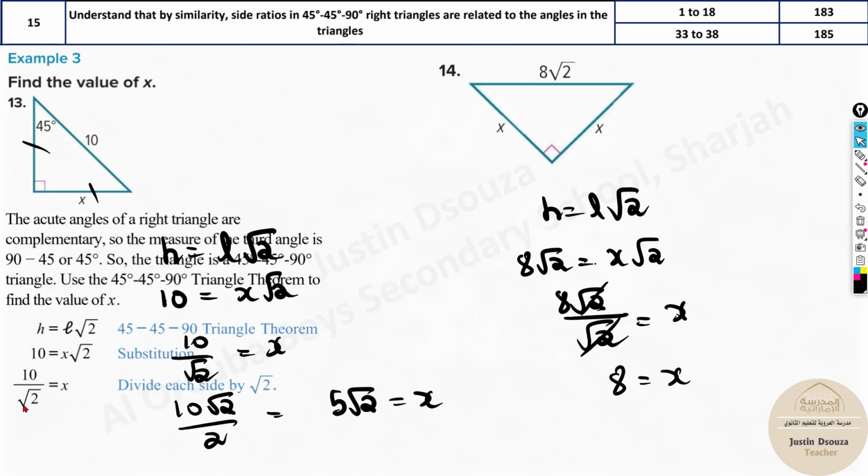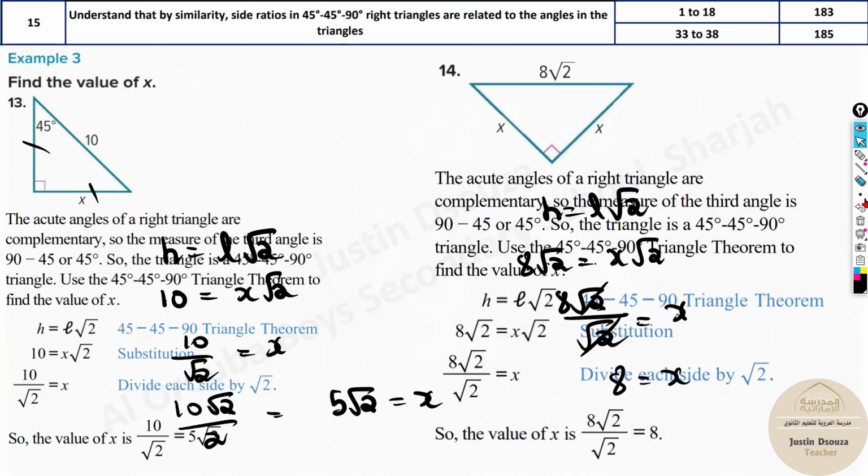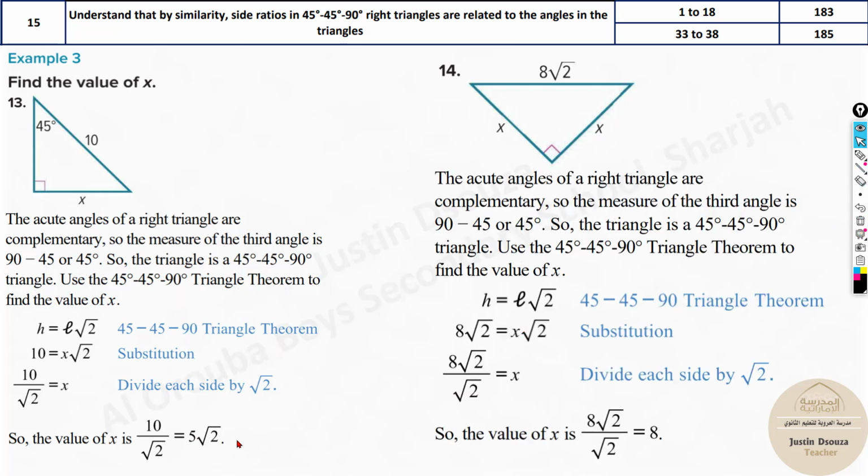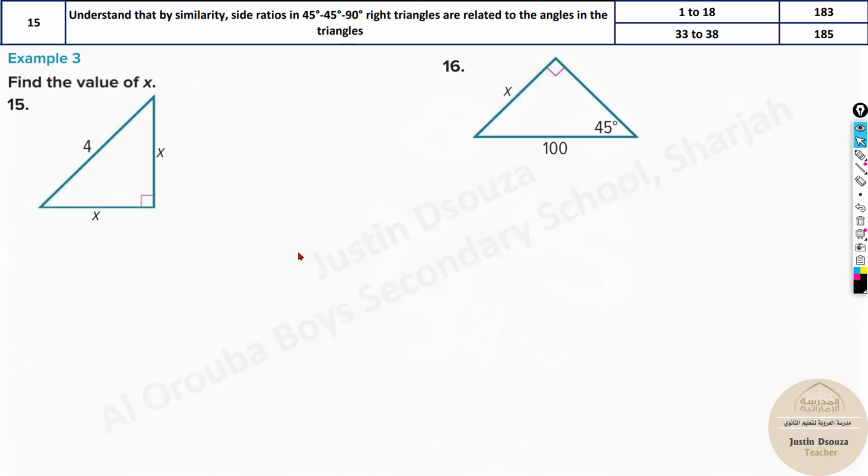You can see here it's 10. The answer is 10 over root 2 itself, or it is mentioned over here as 5 root 2. Over here it's 8. Very easy. But here you can see what we had written, 5 root 2 or 10 over root 2. Both are correct answers.